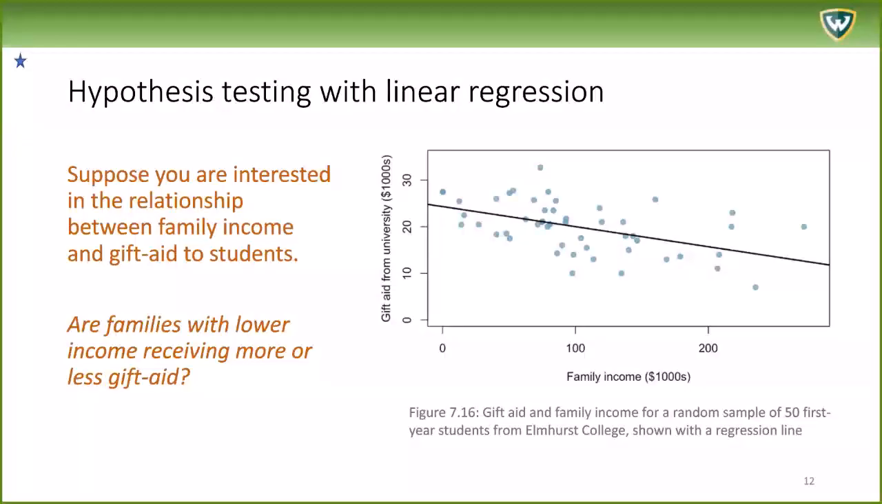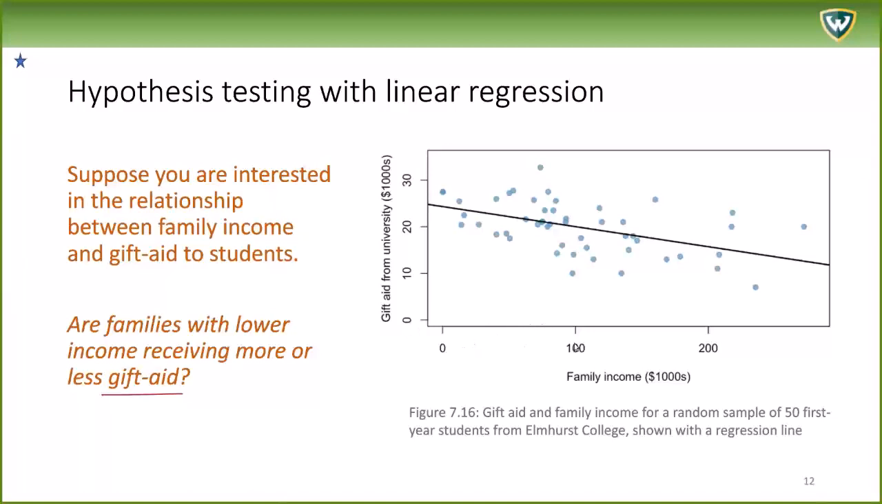Hypothesis testing with linear regression. So let's suppose we are interested in the relationship between family income and gift aid to students for a particular university or college. The question is, are families with lower income receiving more or less gift aid? We don't really know because we haven't studied it. We assume it is the case, but we didn't actually get the data to test that idea.